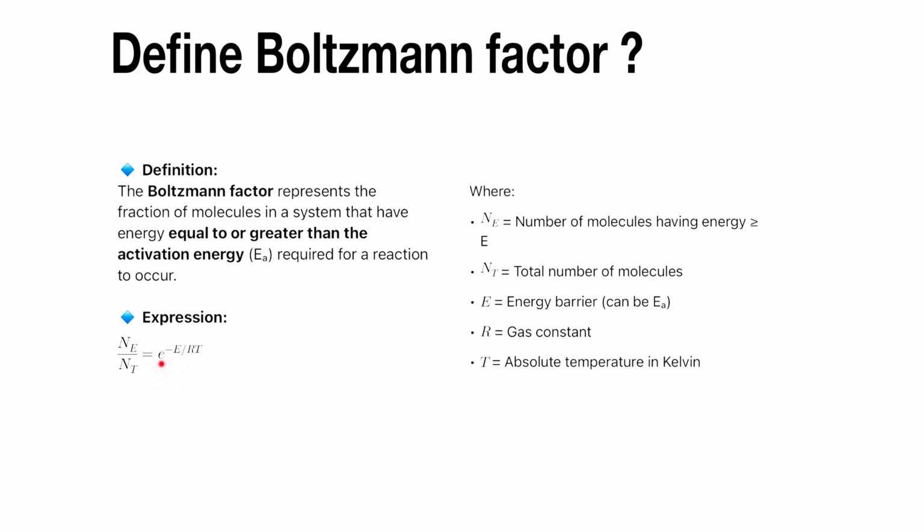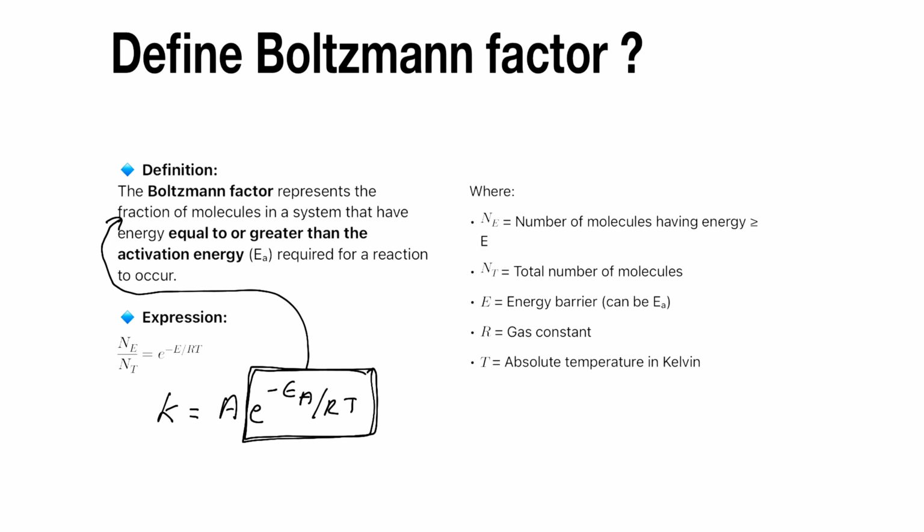So this factor will give you the fraction of molecules which have energy equal to or greater than the activation energy. Sometimes in exams they will give the Arrhenius equation, k is equal to A e raised to minus Ea by RT, and ask what this is representing. This is representing the fraction of molecules in a system that have energy equal or greater than the activation energy. That is what you are supposed to write, and that is exactly the Boltzmann factor.